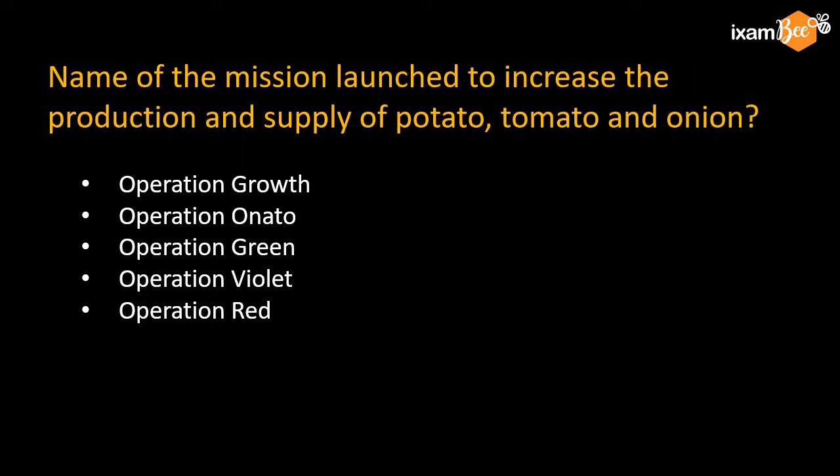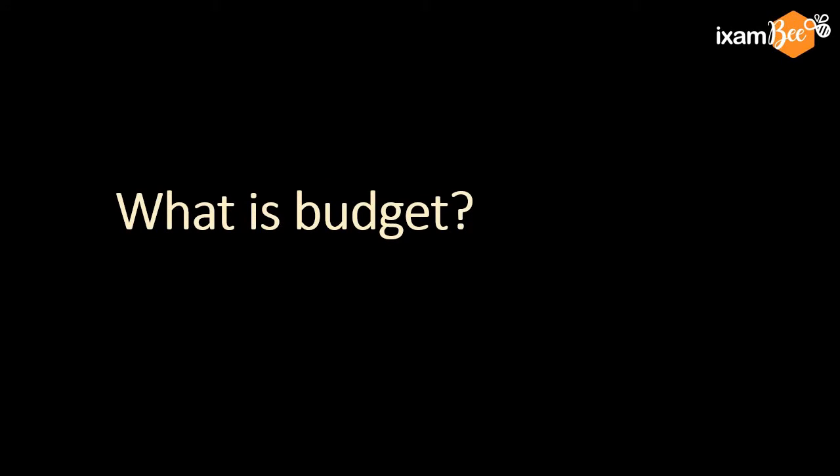Before that, next question: name the mission launched to increase the production and supply of potato, tomato and onion. The options are Operation Growth, Operation Onato, Operation Green, Operation Violet, Operation Red. So these are the questions which we have picked from the budget. Now, starting with what is a budget.